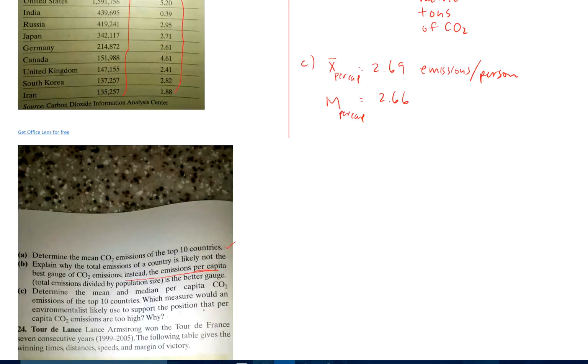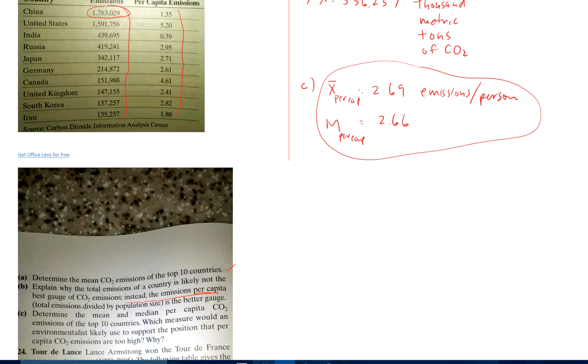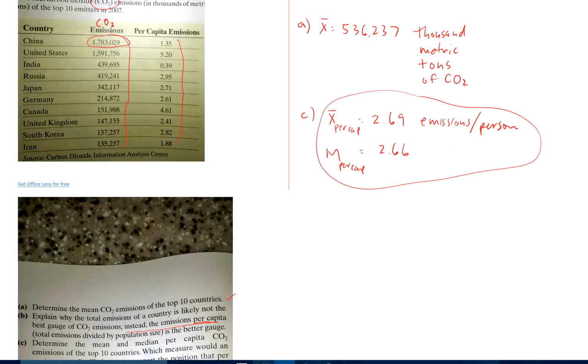Now, which measure would an environmentalist likely use to support the position that per capita emissions are too high? Well, if I'm interested in per capita positions, of course I'm going to use this data right here because that's the per capita numbers. What if I'm trying to look at and say which country has their carbon dioxide emissions too high? You're just producing too much. Could I use this argument here that, hey, China really isn't producing that much pollution? It's only 1.35 per person. Is that a good measure? Or can I go over here and say, wow, look at how much they are producing?